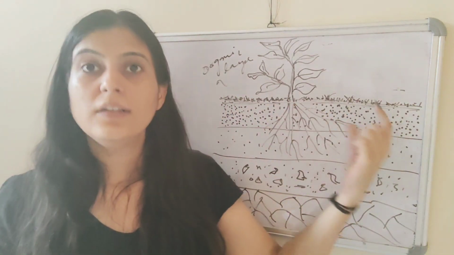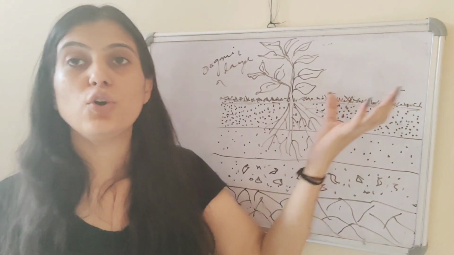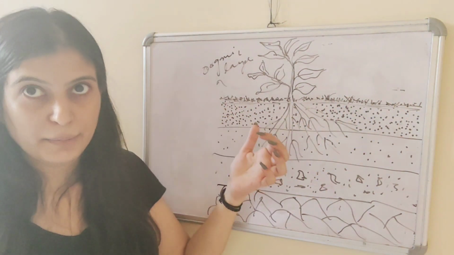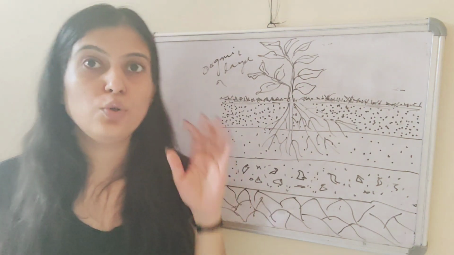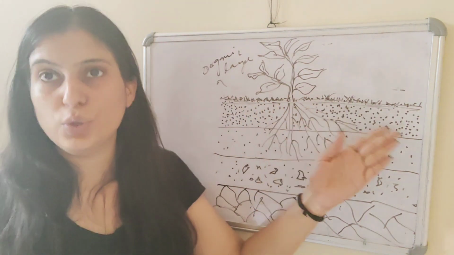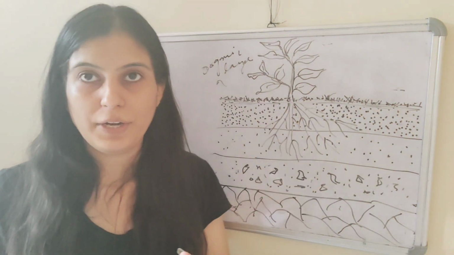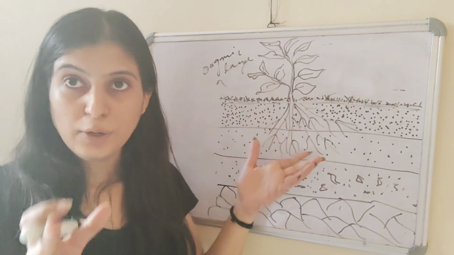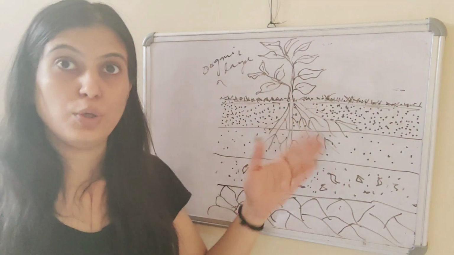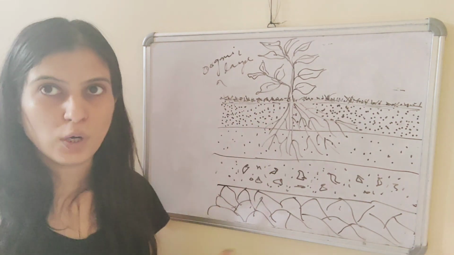Now this layer contains humus, that is the dead remains of the plants and animals, which is very suitable for the plants to grow. All the plants grow in this. This topsoil is very important because it helps the plants to grow in it and also absorbs the rainwater which goes underground, which goes to the underground water.